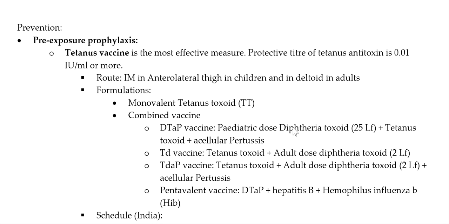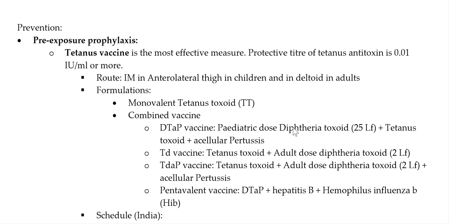And obviously, pre-exposure tetanus vaccination is the most effective measure, and it has been seen that this vaccine is basically a toxoid. It is made from tetanus toxoid, removing the pathogenic component but keeping the immunogenic one, and it will generate immunity against this toxin, and a protective titer of 0.01 international unit per ml or more is protective. It is to be given intramuscularly in the anterolateral part of the thigh in children and the deltoid muscle in adults.